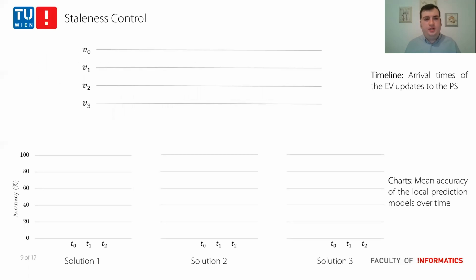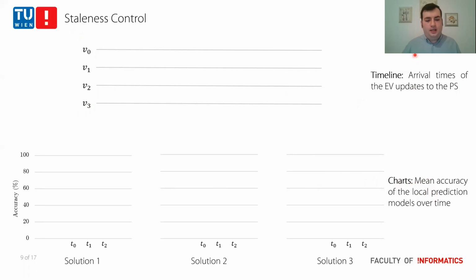So the problem we are addressing in this work is called staleness control. To define staleness control, I will use the same example of electric vehicles, where I provide a timeline of arrival times of the electric vehicle updates to the parameter server with a small scale example of only 4 vehicles. And at the bottom, we have 3 alternative solutions, where for each solution we present charts for mean accuracy of the local prediction models over time.